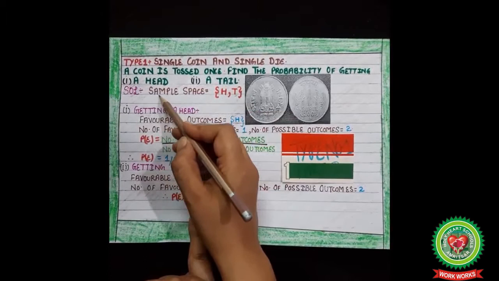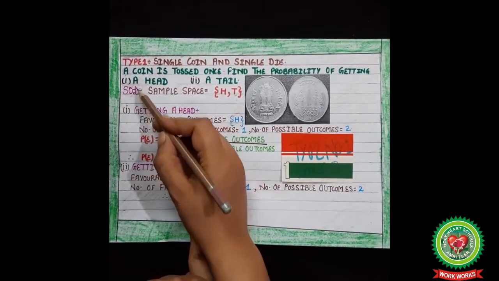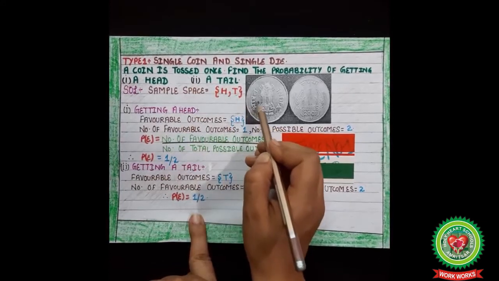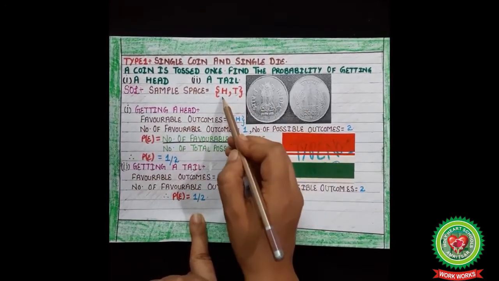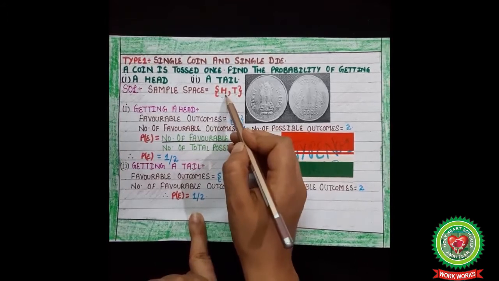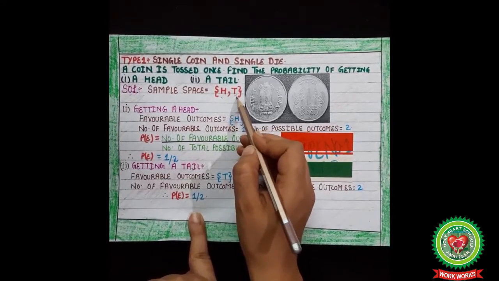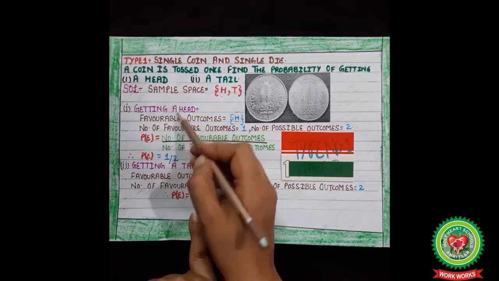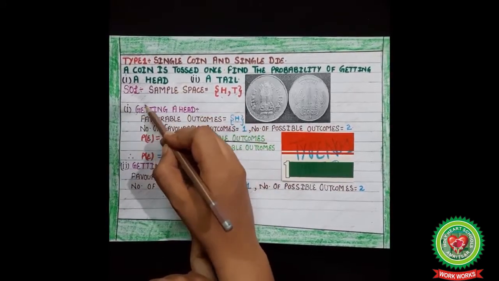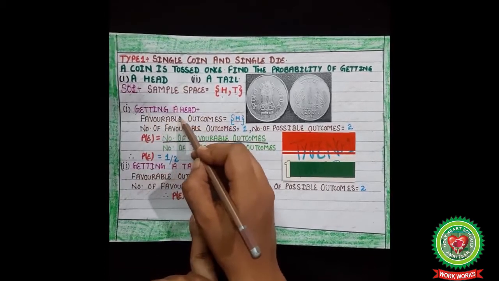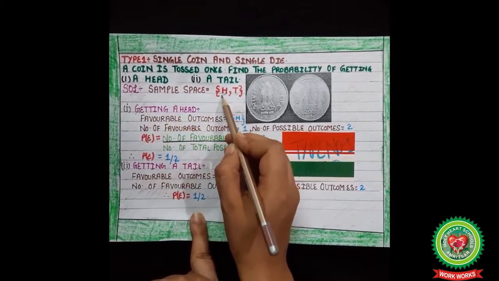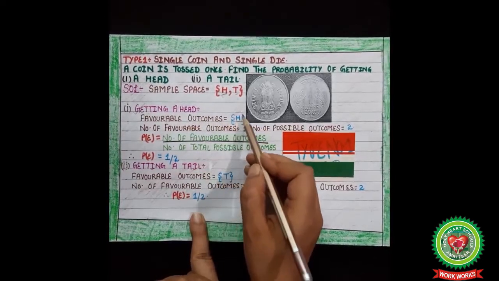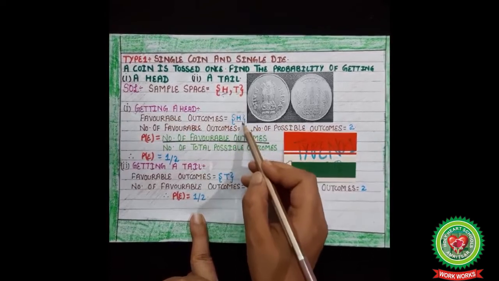Now see the pattern of the question. First of all, we will write the sample space. In case of tossing a coin, what are the possible outcomes? It can be either head or tail. Now start with part number 1. Part number 1 is getting a head. Now what is the favorable outcome? This one. This is the outcome of interest. So favorable outcome is equal to H out of the sample space.